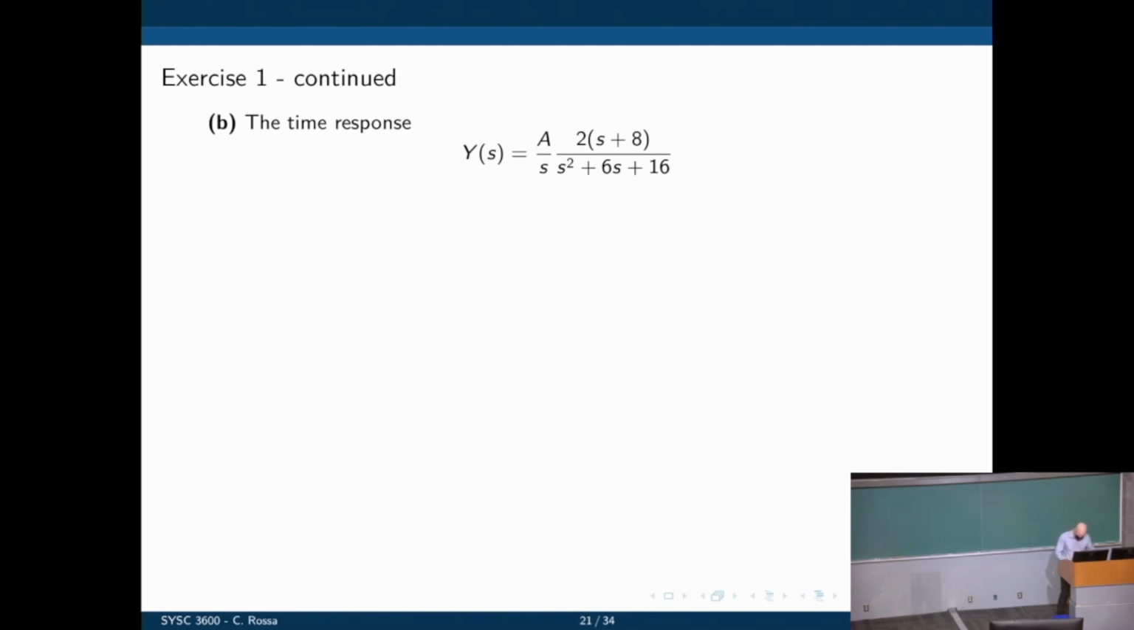So if you take this equation, let's say A is 1, a unit step input. We can do partial fraction decomposition. That becomes 1 over s minus (s plus 4) over (s squared plus 6s plus 16). And now we can do the inverse Laplace. I'm going to just give you the result for the inverse Laplace here. Y of t equals 1 minus 1 over that.